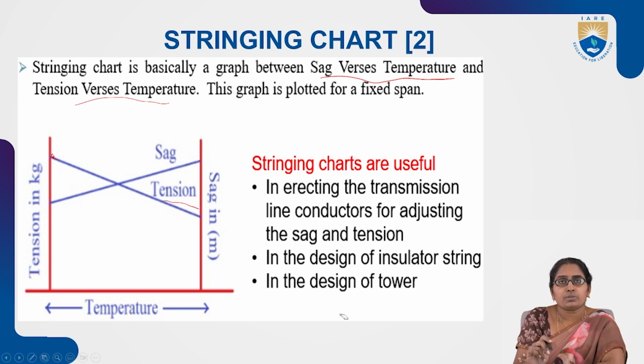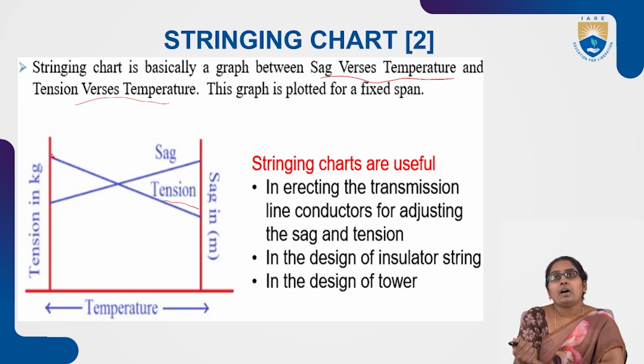So what is the use of stringing charts? The stringing chart is used in erecting the transmission line conductors for adjusting sag and tension, in the design of insulator strings, and in the design of towers.